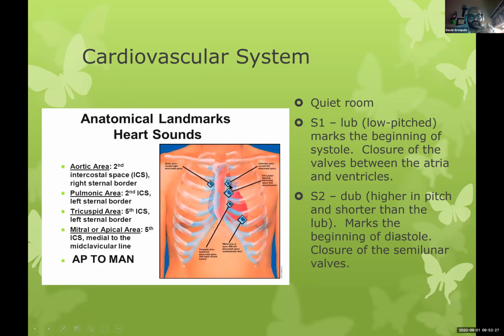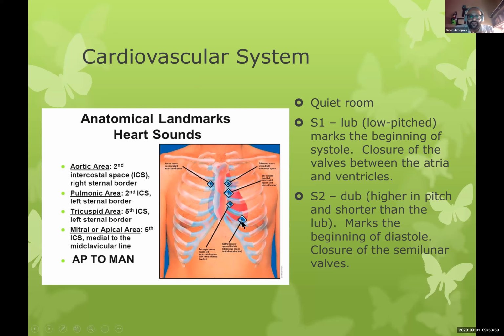Look at that: 2, 2, 3, 4, 5. So second, third spot, fourth, and fifth, okay? You have the aortic area, second intercostal space, right sternal border. You have the pulmonic, second intercostal space, left sternal border. Erb's point, which is that third, lets you check a couple different areas of the heart. Fourth space, which is tricuspid. And then that fifth, which is midclavicular, which is the mitral or apical area.